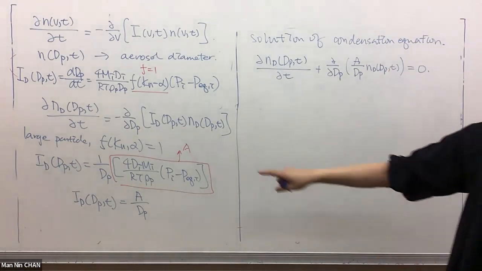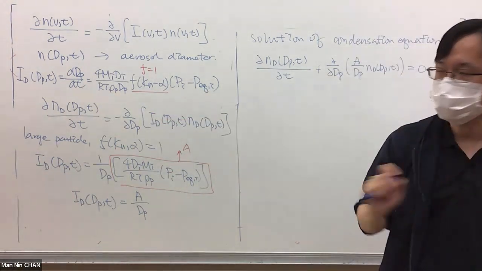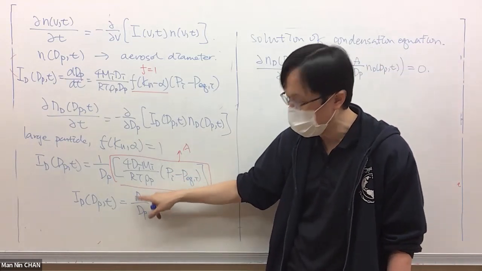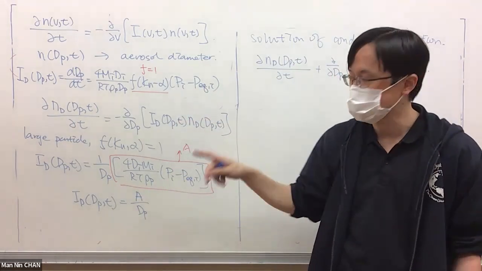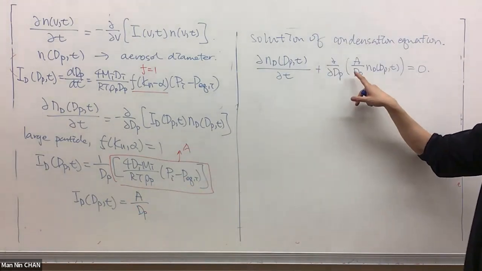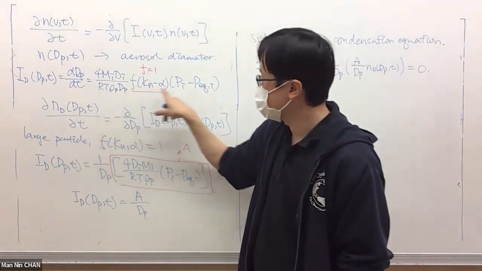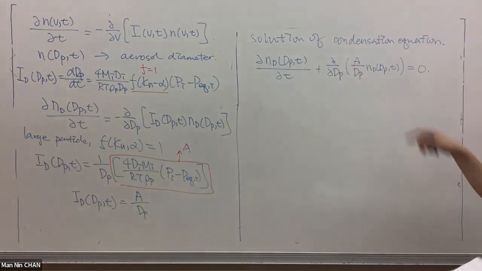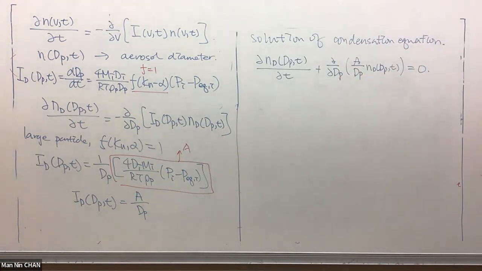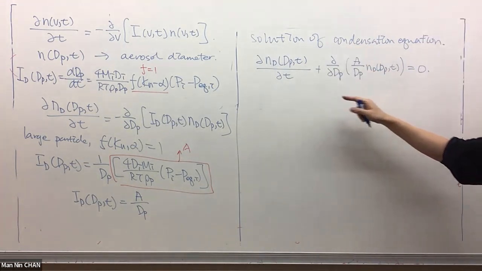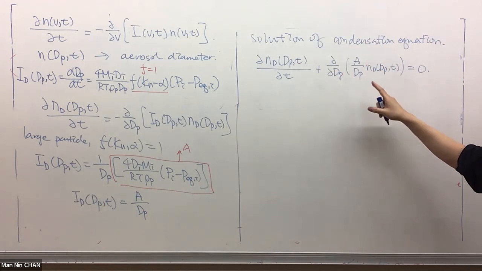So remember, this I D is the particle growth rate. We just showed that that would be equal to A, which is a constant, where we group all the constants together for the whole term and then divide by dp. So the I D here, I just replace by this A over dp. So you come up with this term here. I just rewrite this equation, and you can see that this is a PDE, a partial differential equation.